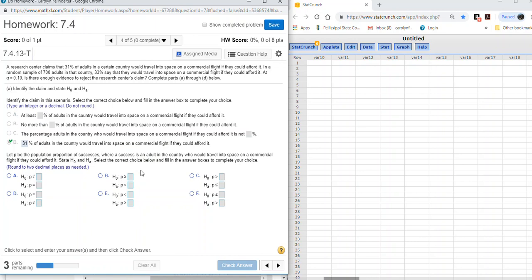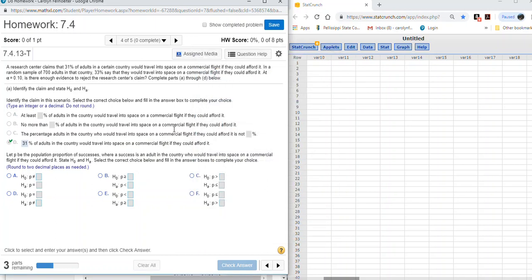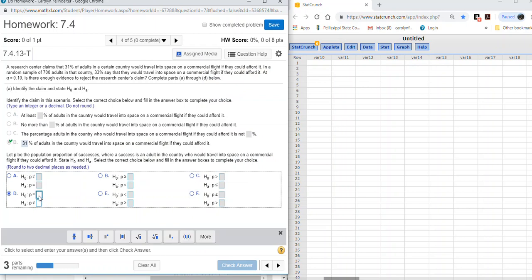The next part asks us to do the null and the alternative. So the claim was equal to 31%, which means the alternative would be not equal to. So it looks like this is option D, and the claim is about 31%, so 0.31.